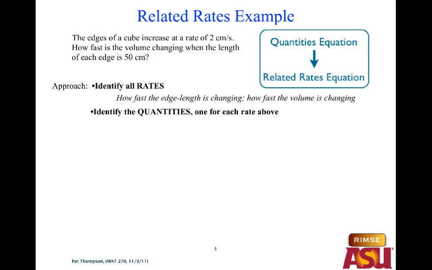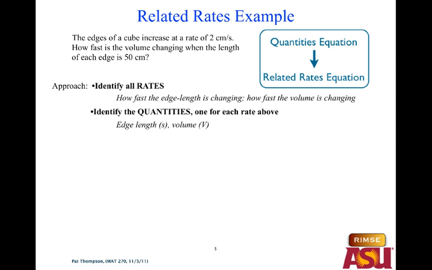Edge length. The quantity associated with the rate of change of edge length is the edge length. Okay? You all get this one. What's the quantity associated with the rate of change of volume? Volume. So let's call edge length S, and we'll call volume V. So we're going to define our variables here. Edge length is going to be S, and volume V.